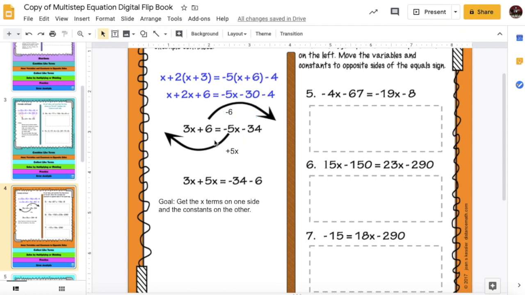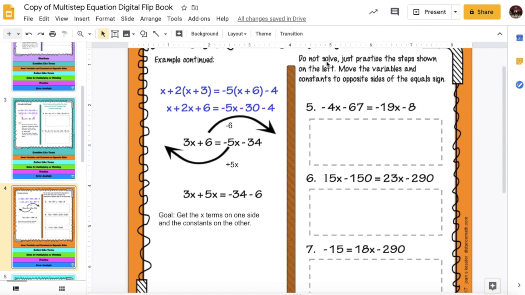So this might look a little different than how we write it out sometimes, but it's the same idea. So we do plus 6, subtract it to the other side, add 5x's to bring it to the other side. Now I have x's on one side, constants on the other. So at this step, you don't have to solve, you're just practicing the steps shown on the left.